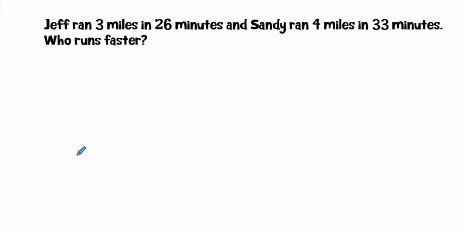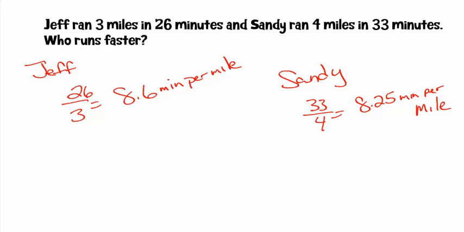Jeff ran 3 miles in 26 minutes, and Sandy ran 4 miles in 33 minutes. So who runs faster? All right, go ahead and work that out. Pause the video and come back when you have your answer. All right, check your work. So in this case, Sandy is a little bit of a faster runner. It doesn't take her as long to run 1 mile.